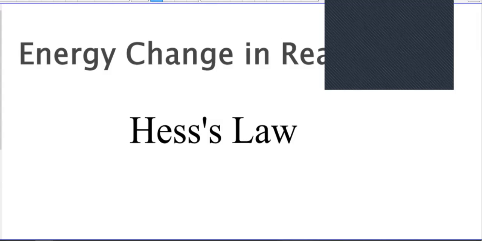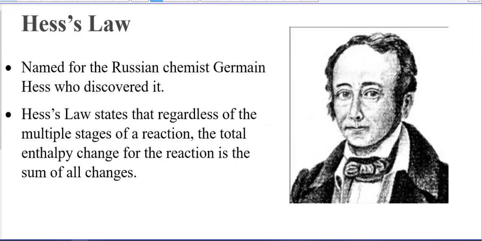And welcome back. This next lesson is about Hess's Law, which is very similar to the last video that you probably just watched about calculating heat of formation and tracking enthalpy in a chemical reaction. So to start in, Hess's Law just states that regardless of the multiple stages of a chemical reaction, the total enthalpy change for the reaction is the sum of all the changes. So it's a way of mathematically manipulating chemical reactions, knowing the enthalpies, to just determine how much heat will be exchanged in a chemical reaction.